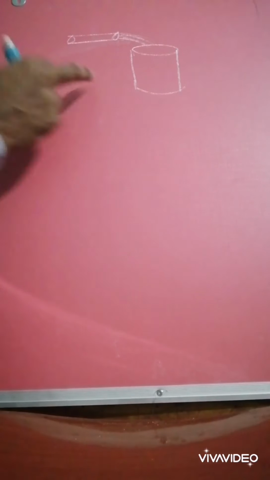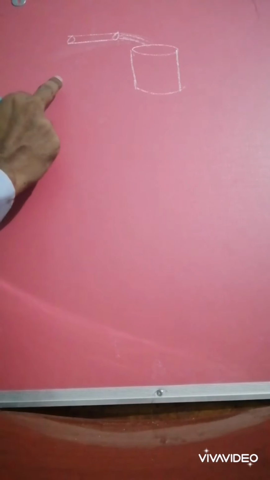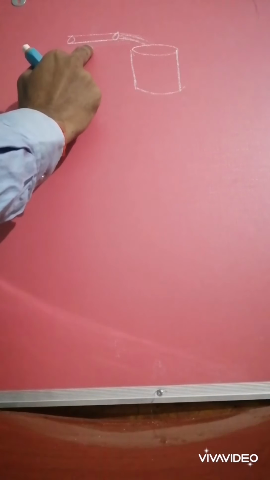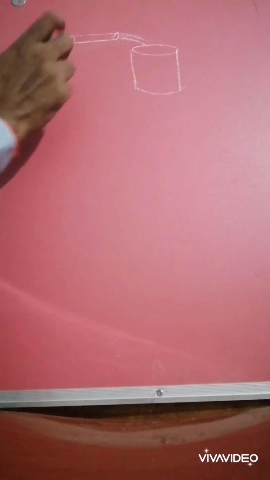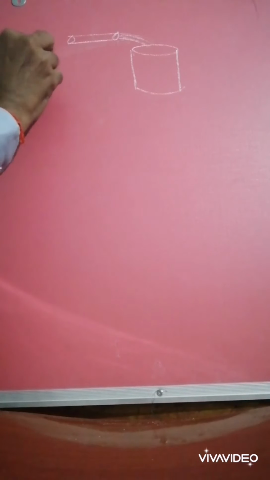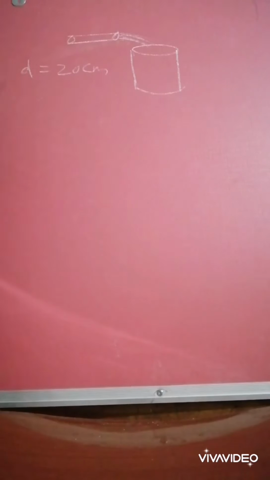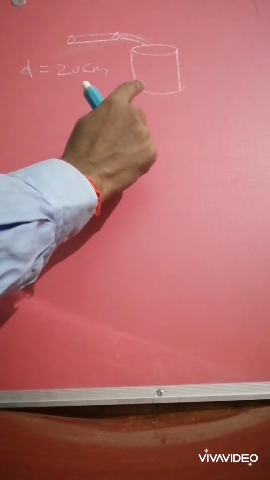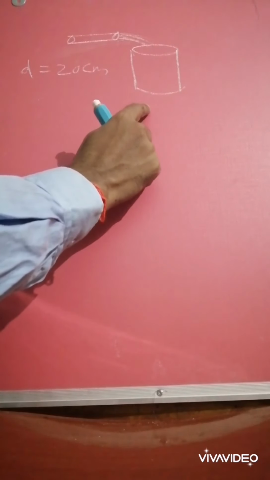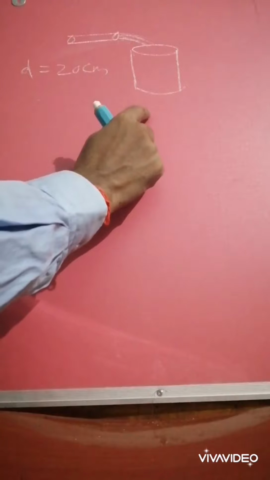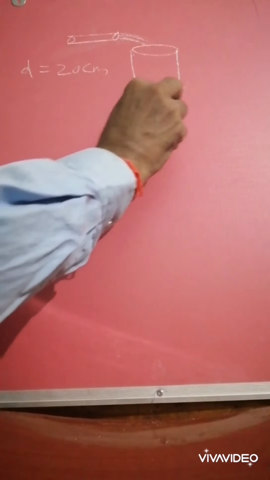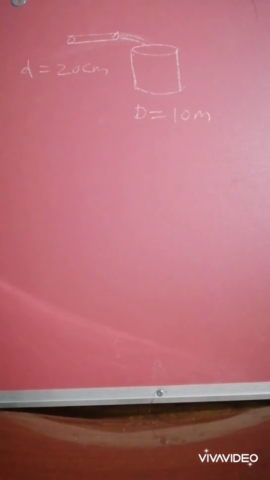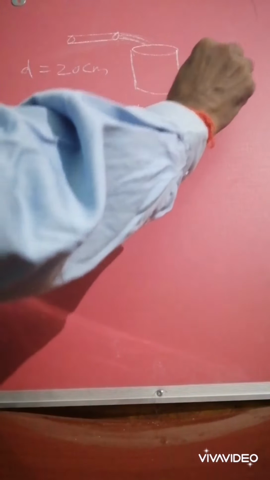Let us have another question now. A farmer connects a pipe of internal diameter 20 cm into a cylindrical tank in her field, which is 10 meter in diameter, and 2 meter deep.